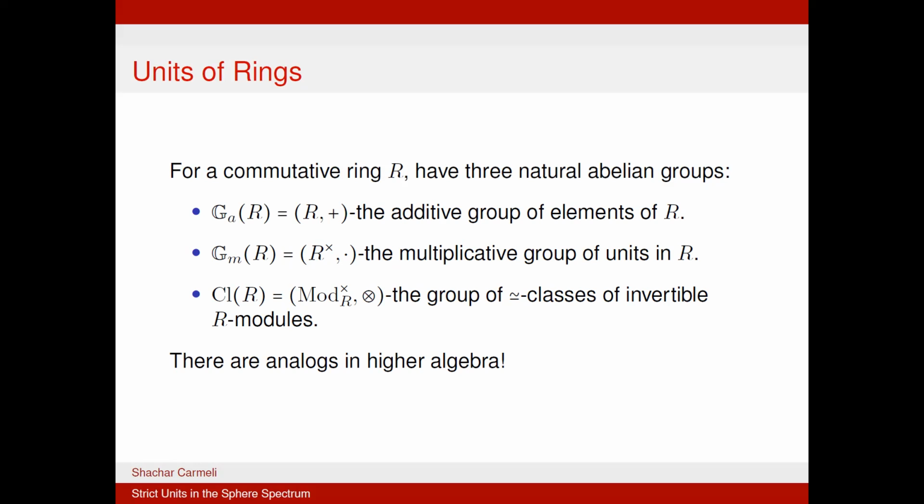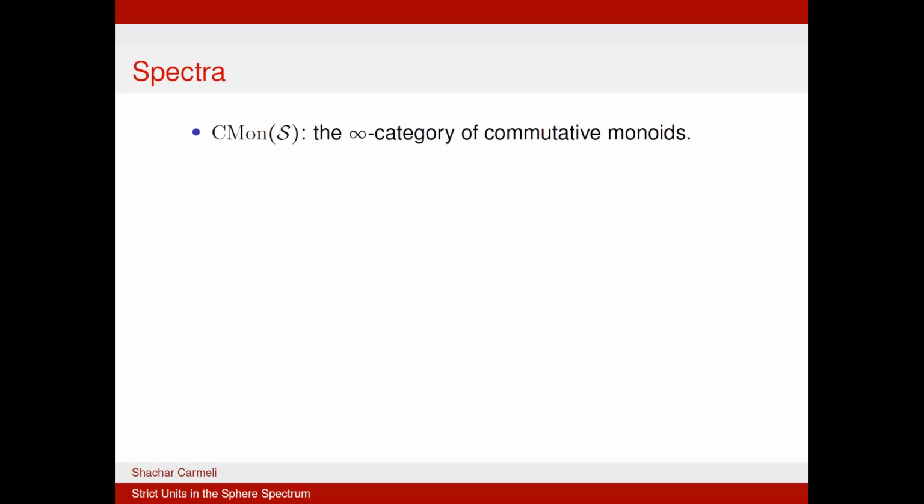Before I say what the analogs are, let me first say what I mean by higher algebra. This higher algebra is algebra done in the infinity category of spectra, for me at least. Let me recall quickly what that is. We have the infinity category of spaces that I denote by S here. And there is the infinity category of commutative monoids in this infinity category of spaces. This is the higher categorical analog of usual commutative monoids. And those commutative monoids are, of course, in the higher categorical sense.